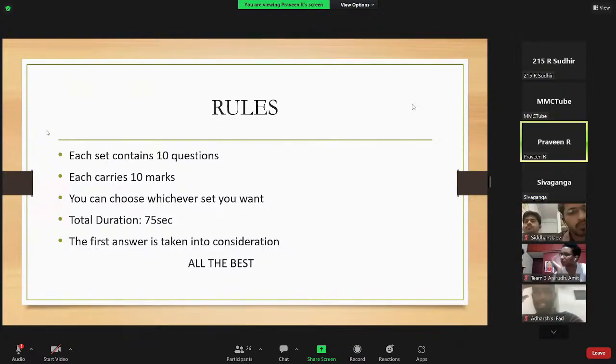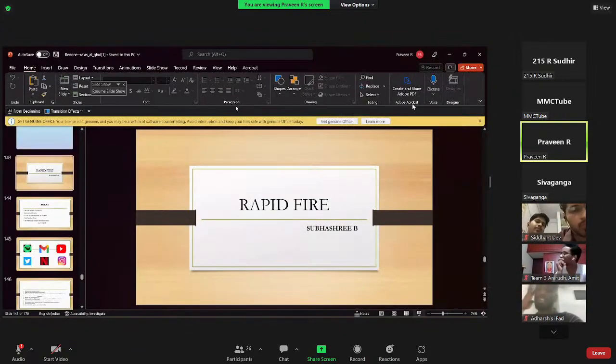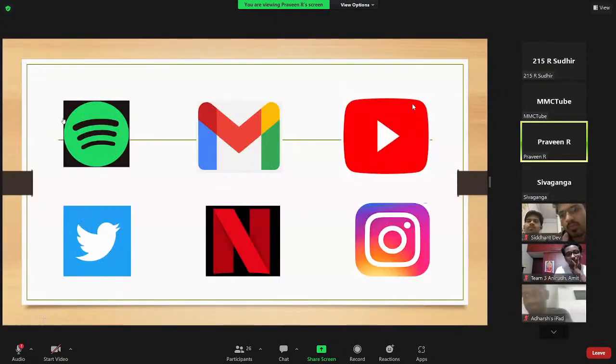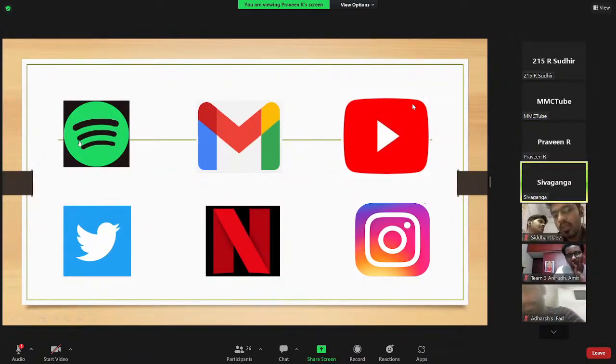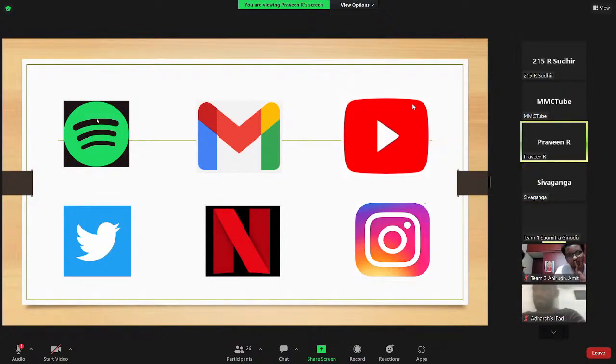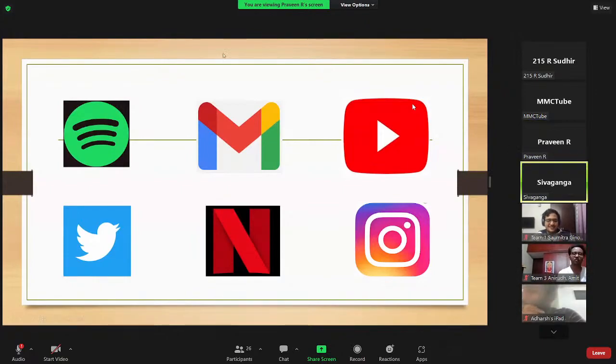Is it moving? No, it's still on the rules slide. Okay, I'll start with Team 1, or Team 6. Okay, Team 1. Can we start with another team? Why are you starting with Team 1 always? It's hyperlink, okay. So we'll start with Team 6 now. Team 6, which hyperlink do you want to choose?